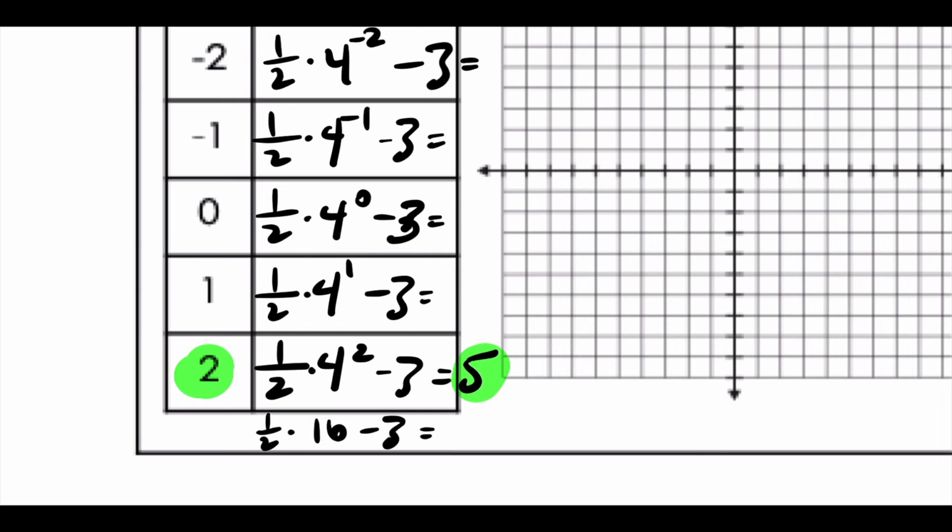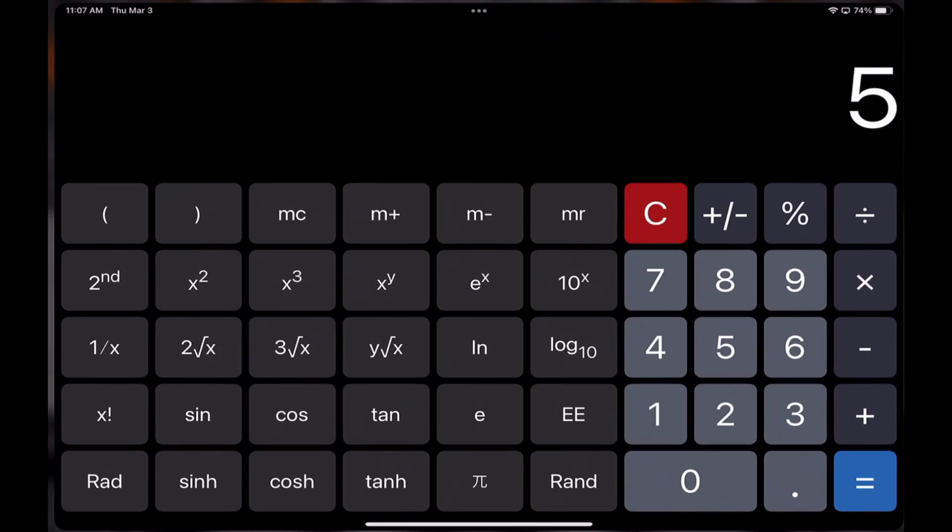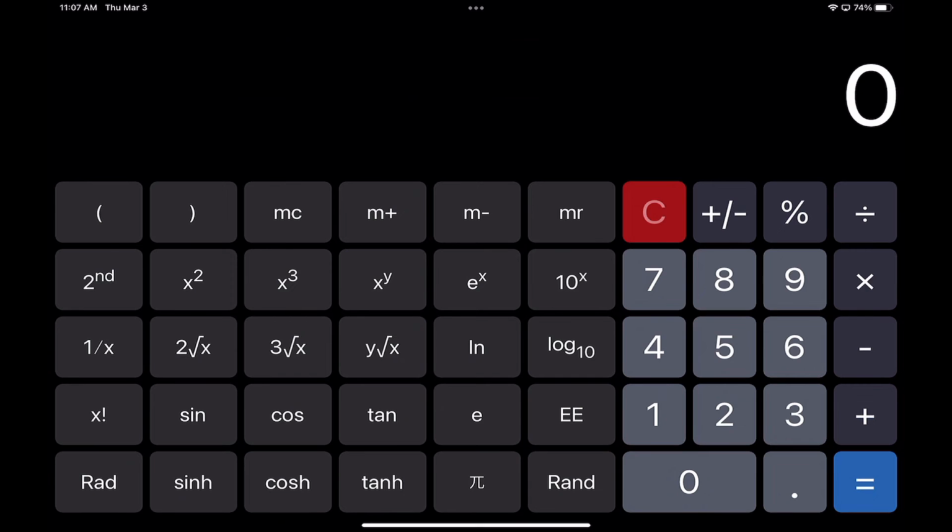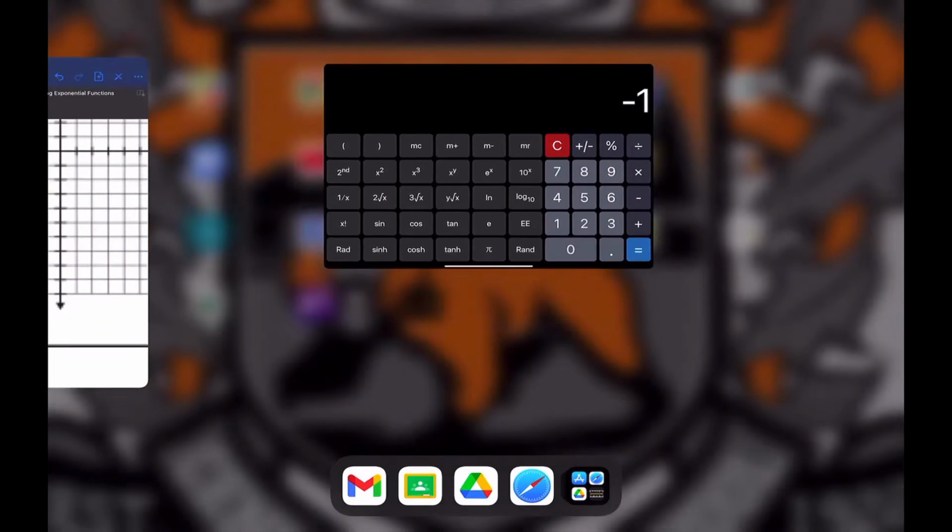My next dot. 4 to the 1 power. 4 to the 1 power is just 4. So I'm going to go 0.5 times 4, which is 2. And then I'm going to go -3. That's always the last thing I do. I'm going to get a negative, -1.